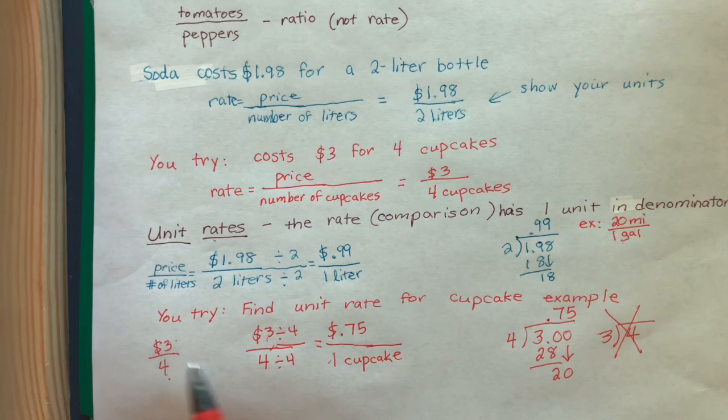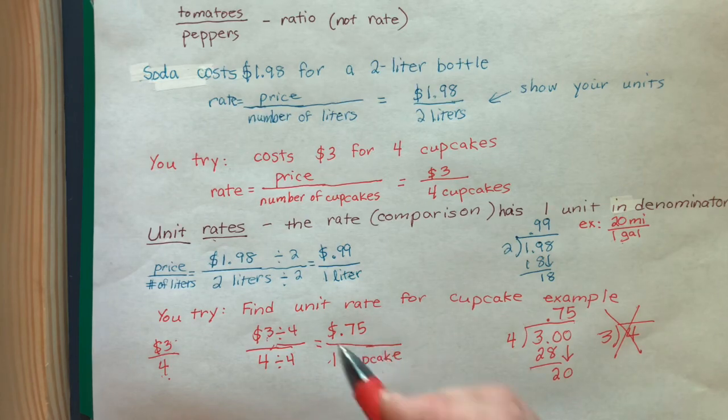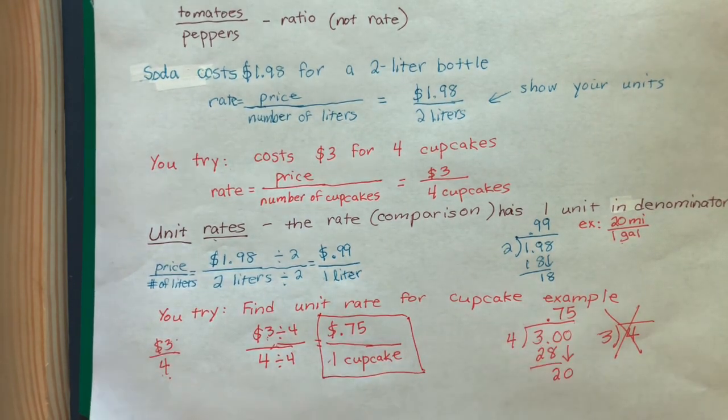Now, you may look at it either of these ways. Either when you start with 3 divided by 4, just do the division. Or if it's easier for you to see it as scaling, that you're just dividing both by the denominator, then you can do it this way. But either way, you should come up with a unit rate of 75 cents for 1 cupcake.